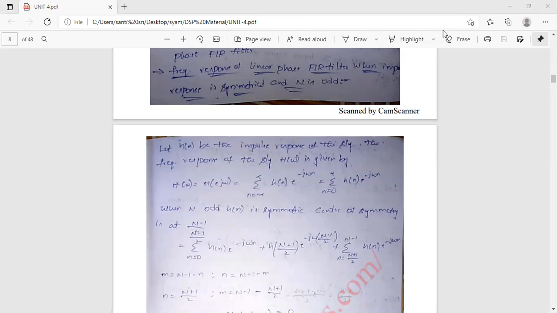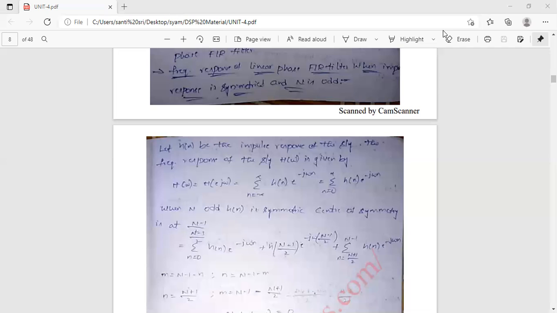Now we are going to discuss the frequency response of a linear phase FIR filter when the impulse response is symmetrical and N is odd. Okay, let h(n) be the impulse response of the system. The frequency response of the system H(omega) is given by H(e^(j omega)) equal to sigma n equal to minus infinity to infinity h(n) into e^(-j omega n). The frequency response is nothing but the Fourier transform.